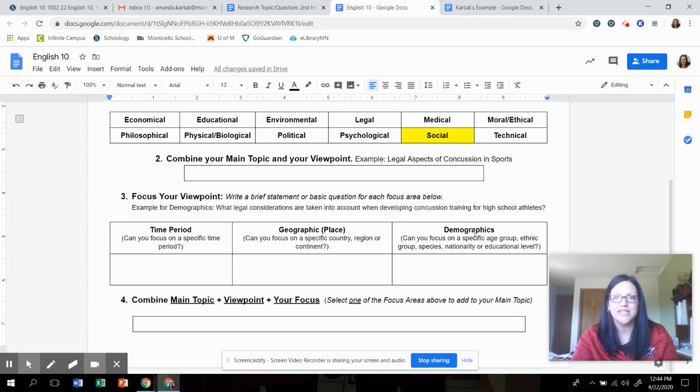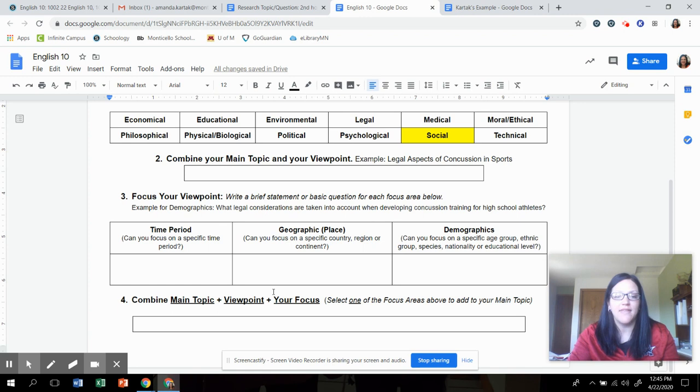And then demographics, that's just talking about the groups of people who are impacted and what that entails in that group. Is there a specific age? Is there an ethnicity attached, or a species, or nationality, or education, whatever it may be? Is there something specific about that group of individuals that are being impacted by this topic that you chose?